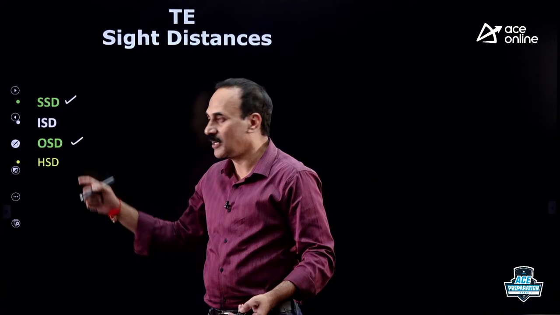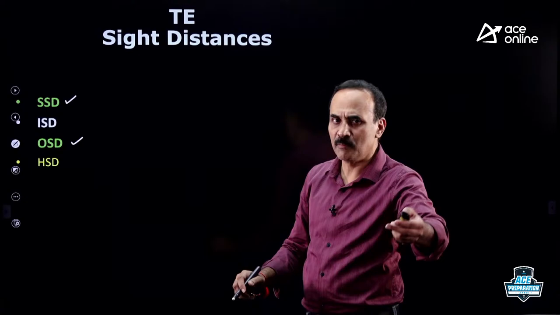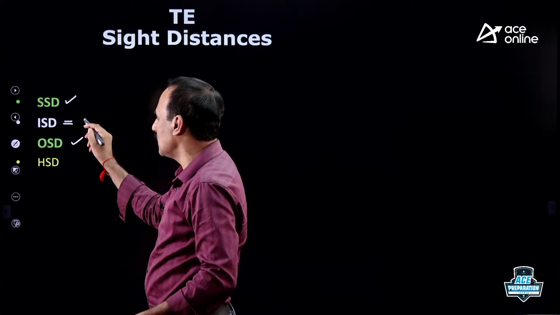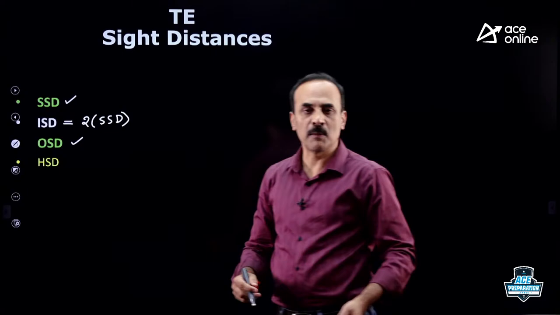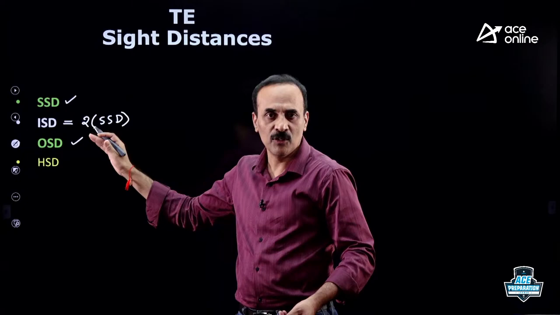In the middle, we have intermediate sight distance. What is this intermediate sight distance? We'll talk a little later. Intermediate sight distance is nothing but twice of SSD. If you know how to calculate stopping sight distance and the fundamentals behind it, twice of stopping sight distance is our intermediate sight distance.